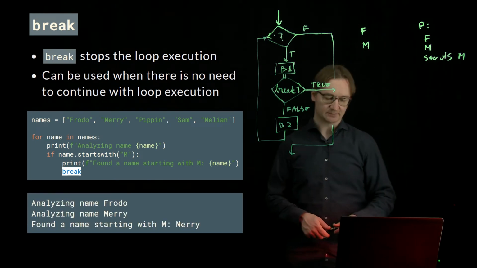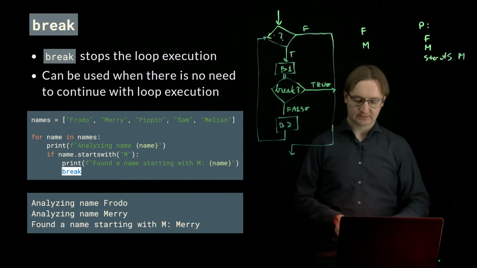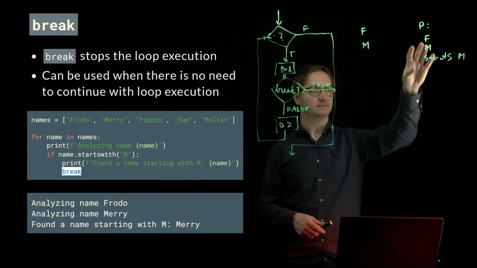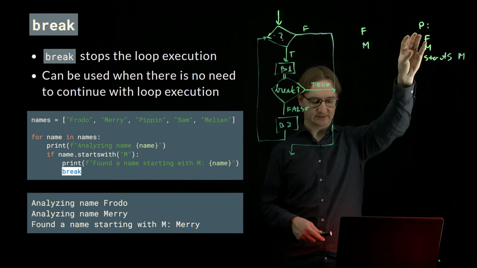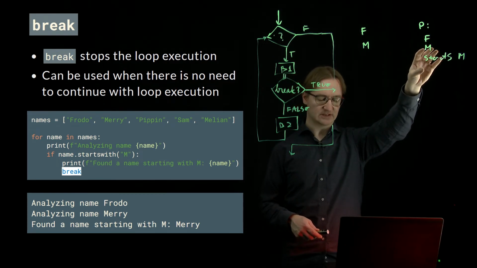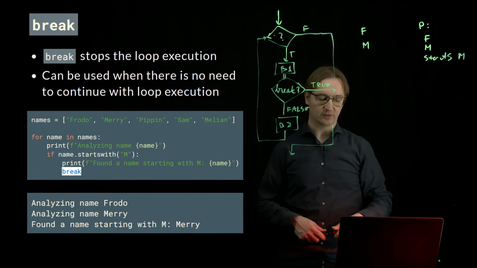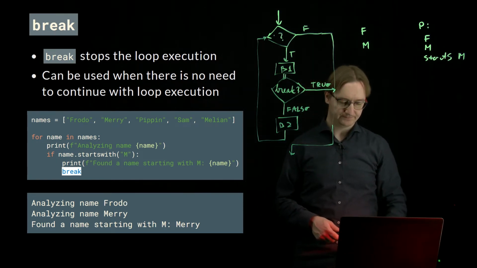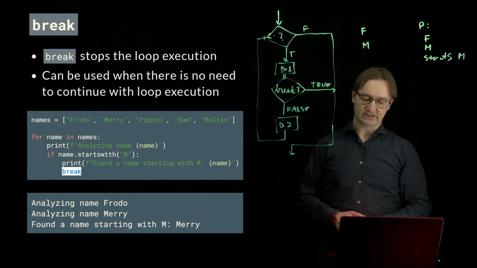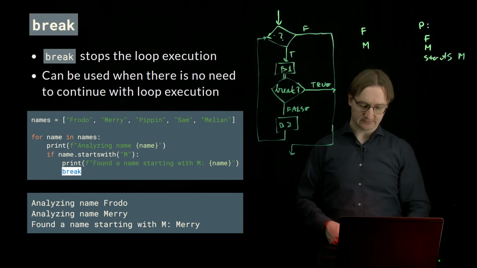So here is the printout for this code. We are analyzing Frodo, then we are analyzing Mary, and because this name starts with M, we don't go any further. So there is no more analyzing Pippin and so on. And the first name starting with M is found.